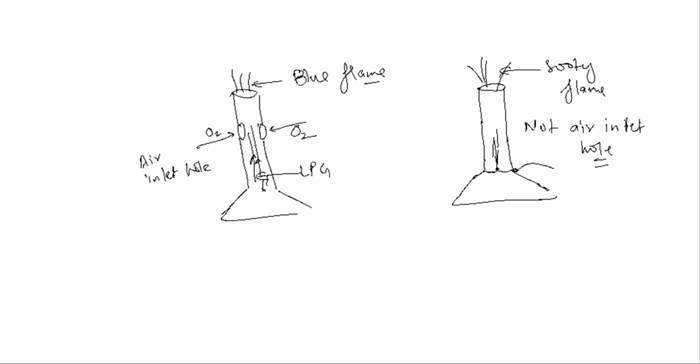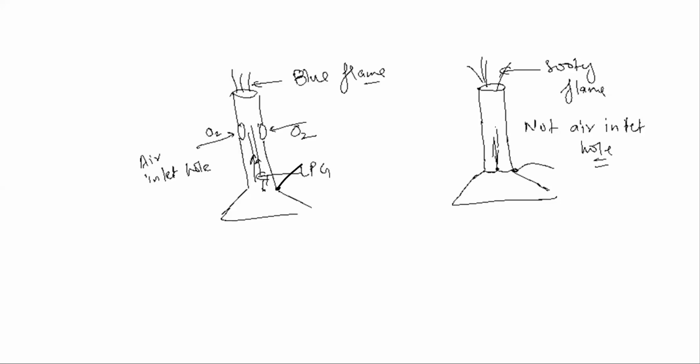So these are the air inlet holes and this is the burner through which the LPG gas is coming and moving this way. Okay, it is coming out. And with these air inlet holes, when the gas is moving at very fast speed through this nozzle, through this pipe, the surrounding air, which is carrying oxygen, gets mixed with it. It combines with the gas and helps in burning.